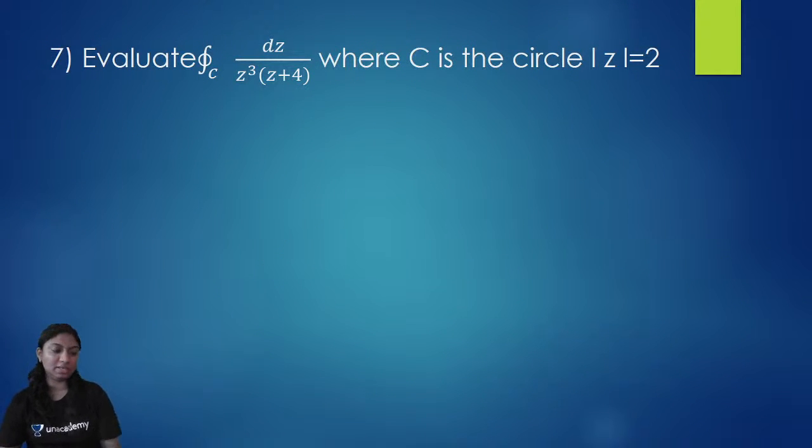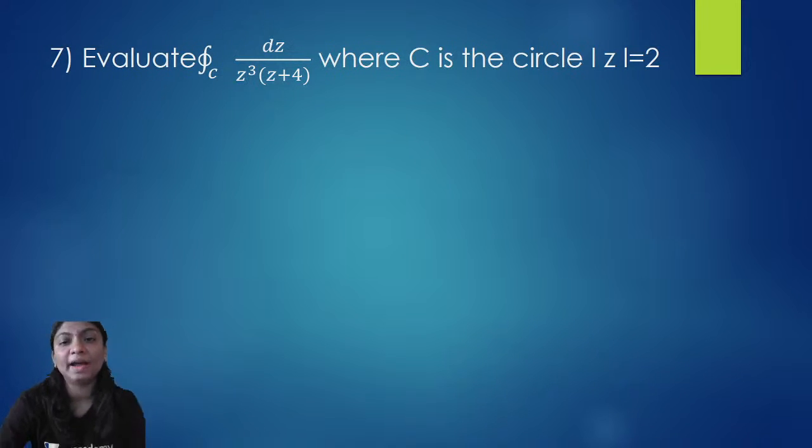Evaluate the integral over C of z cube upon z cube into z plus 4, where C is the circle, mod of z is equal to 2. First of all, we will find the integral by using Cauchy's integral theorem, Cauchy's integral formula, or Cauchy's residue theorem. So I will use Cauchy's residue theorem.